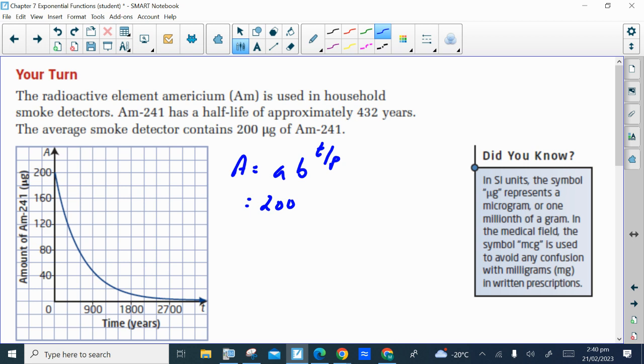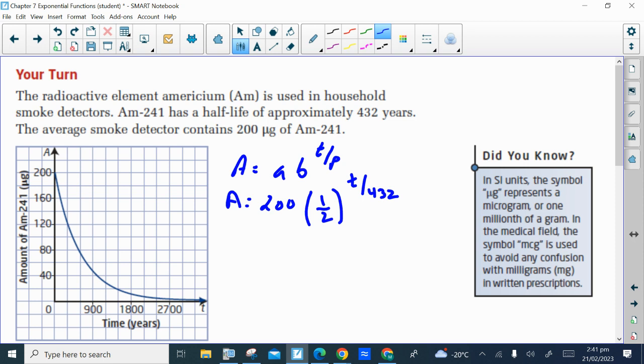Because this graph has not been shifted up or down, the horizontal asymptote is the x-axis or the t-axis. A would refer to the initial amount, and B refers to the growth factor, which will be 1/2, because the amount of this radioactive element is being cut in half. And because the half-life is 432 years, that is our p-value. That's our growth time or growth period. So there's our equation.